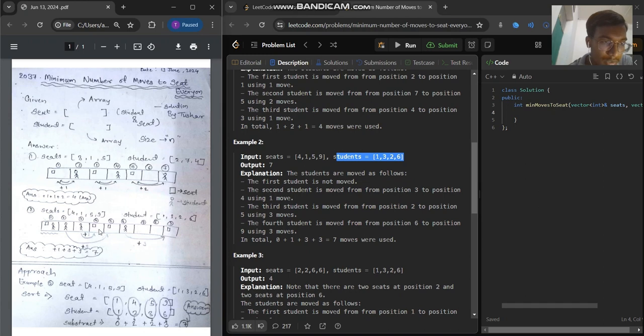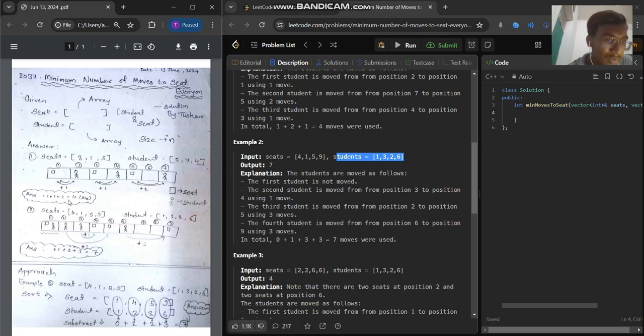So these square boxes are the number of seats available, and students are on first position. So there is one student on first position. Third, there is a student on third position. There is a student on second position. There is a student on sixth position.